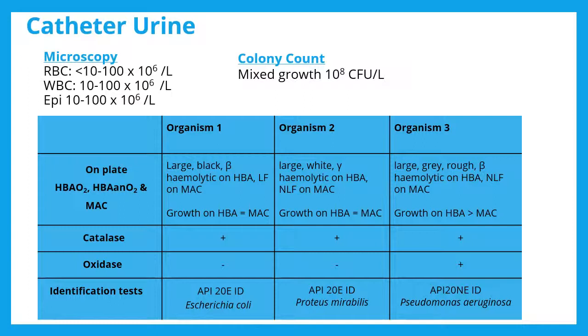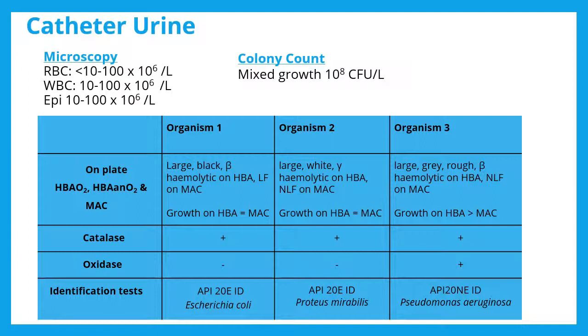The organism was also catalase positive and oxidase negative. A confirmatory API 20E was undertaken, and the results indicated E. coli. Organism 2 grew as large white gamma hemolytic colonies on both the HbA plates, as well as lactose fermenting on MacConkey. The organism was catalase positive and oxidase negative. A confirmatory API 20E was done, and the results indicated Proteus mirabilis.